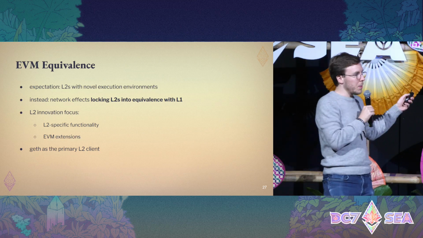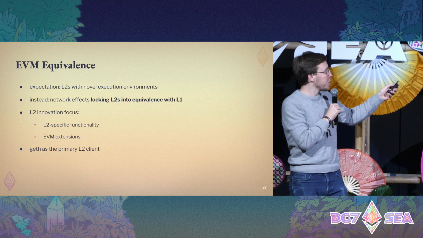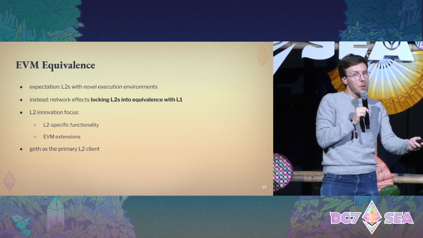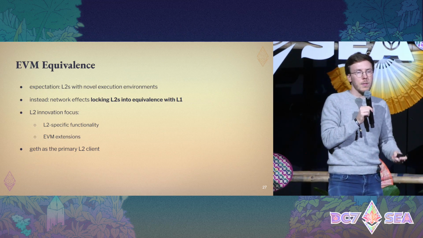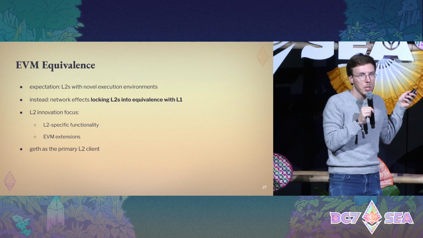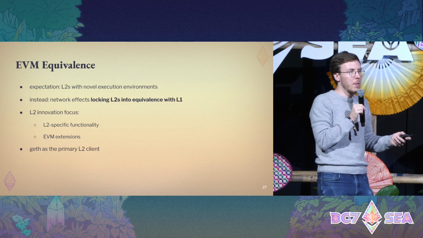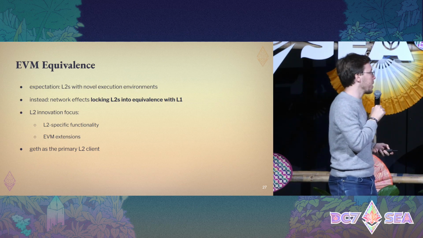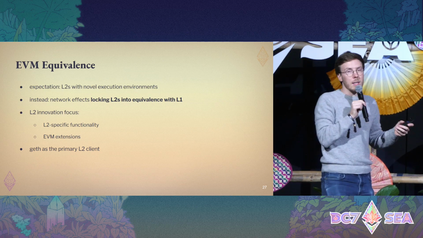That happens a little bit, but the vast majority of L2s actually followed the network effects. They were like, well, there's already a lot of dApp developers for the existing EVM today, so we're just going to copy the EVM, right? We're going to copy the EVM, and we're specifically not going to make changes to it, because otherwise apps would not be compatible. It doesn't mean that the L2s were not innovative.